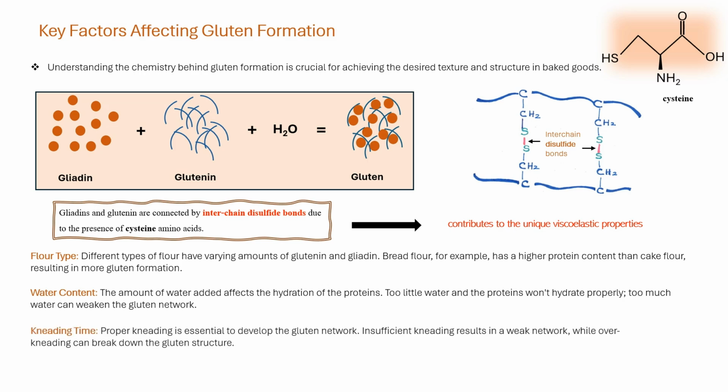Kneading time. Proper kneading is essential to develop the gluten network. Insufficient kneading results in a weak network, while over-kneading can break down the gluten structure. Resting time. Allowing the dough to rest, also known as autolyse, can help improve the gluten development. So understanding the chemistry behind gluten formation is crucial for achieving the desired texture and structure in baked goods.